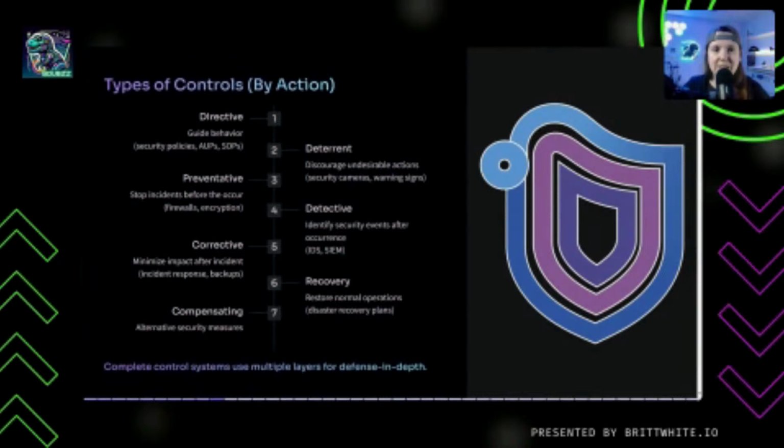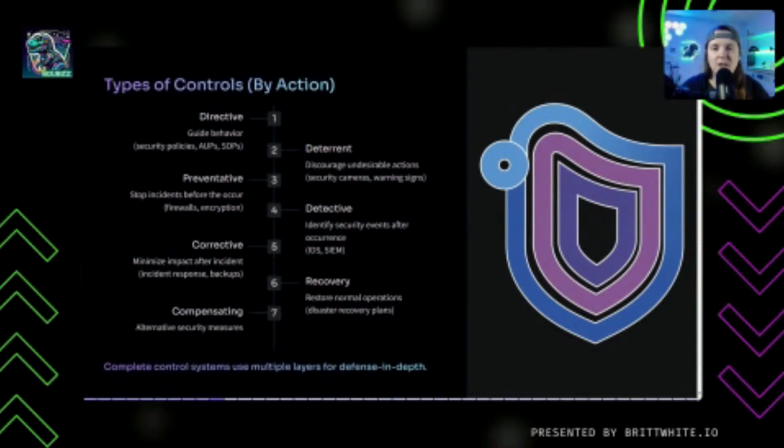Preventative controls stop incidents from occurring in the first place. Firewalls blocking unauthorized network traffic, access control lists restricting access to sensitive data, and encryption, protecting data at rest are all preventative controls. Think of a lock on your front door.